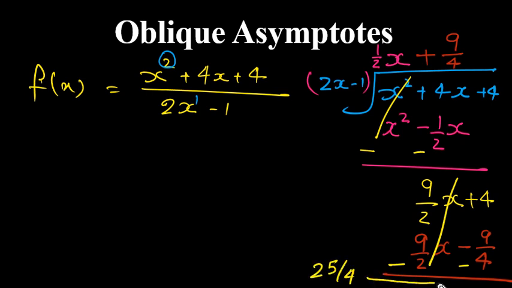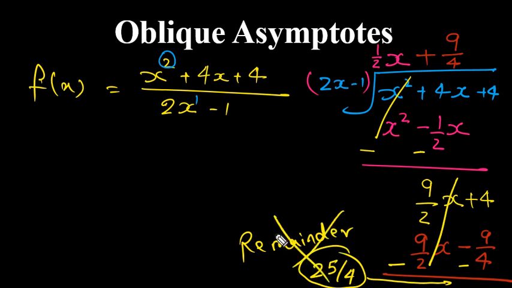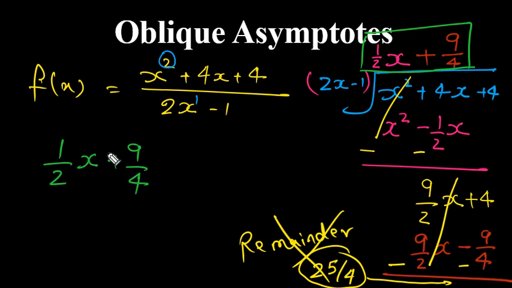I'm writing here because I don't have space anymore. So the remainder is 25 over 4, and we don't bother about the remainder in this case, so just forget about it. But the remainder should be a constant. If you have any x remaining, then you will have to cancel them. What we care about here is the quotient. So the quotient here is 1 over 2x plus 9 over 4.